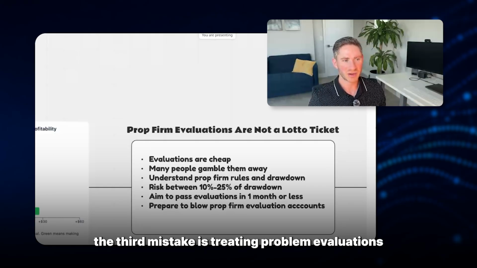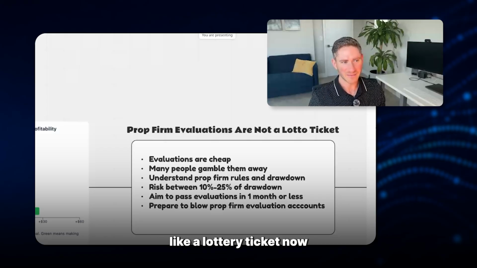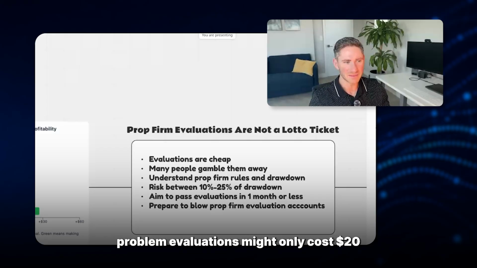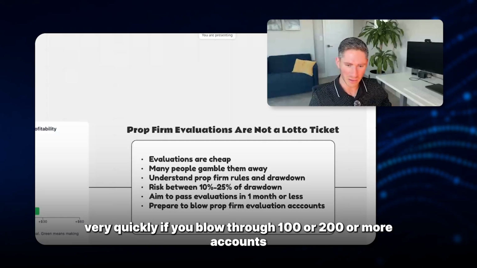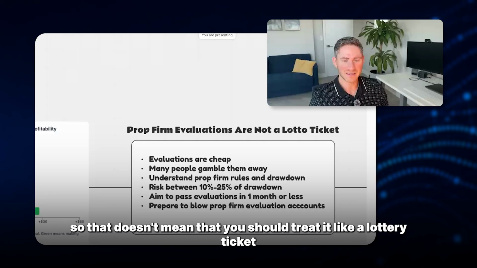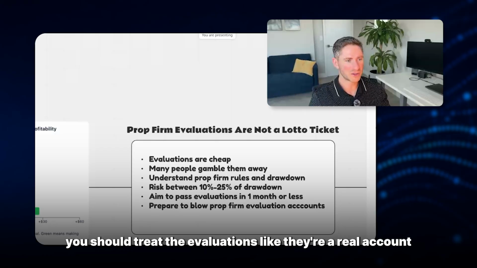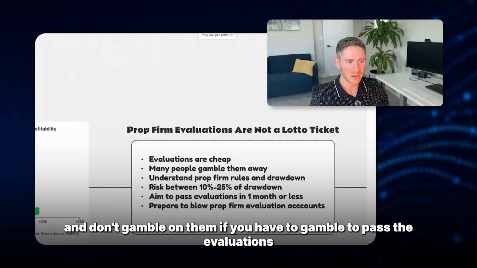The third mistake is treating prop firm evaluations like a lottery ticket. Now, prop firm evaluations might only cost $20, but if you're blowing a lot of accounts, that cost can add up very, very quickly if you blow through 100 or 200 or more accounts. And trust me, that happens. So that doesn't mean that you should treat it like a lottery ticket. You should treat the evaluations like they're a real account and don't gamble on them.